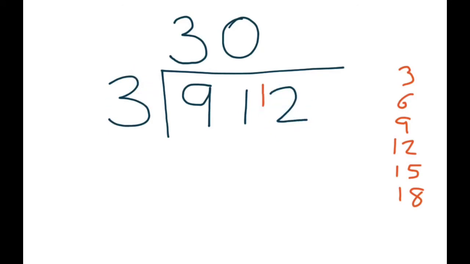Okay, let's have a look. 3, 6, 9, 12. It goes exactly 1, 2, 3, 4 times. So our quotient to 912 divided by 3 is 304. Okay, now that one I made sure it went exactly.